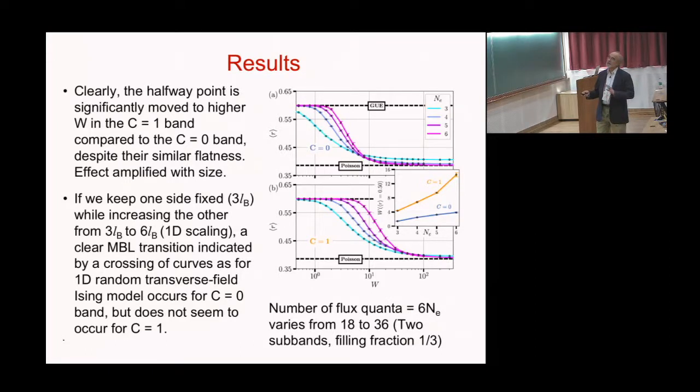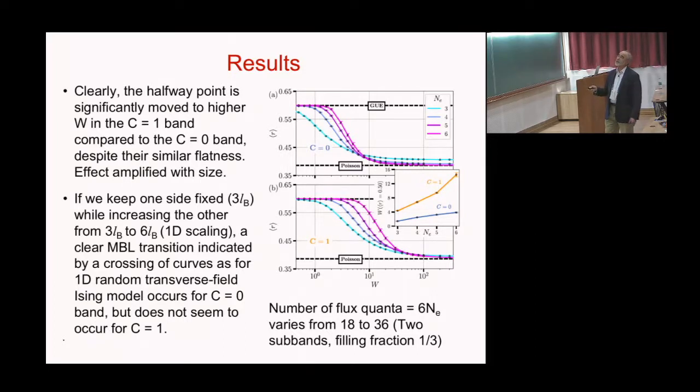And this, by the way, is 1-dimensional scaling. That is, we take a fixed width and just increase the size of the system in 1 dimension. So this is equivalent to a 1-dimensional chain problem. And what we find is that there is a clear crossing that we can see when you're looking at the Chern 0 band. But if you look at the Chern 1 band, the crossing is moved to much larger values. And if you look at each individual curve for each size, you'll see that these curves are shifted quite a bit to the right compared to the ones for the Chern 0 band.